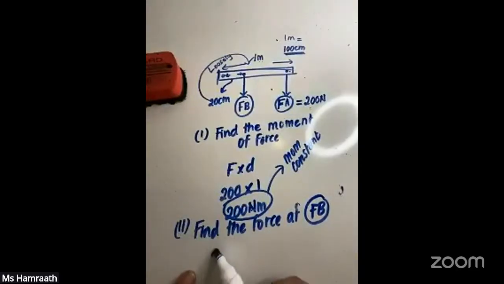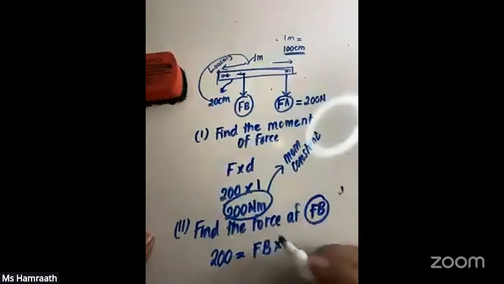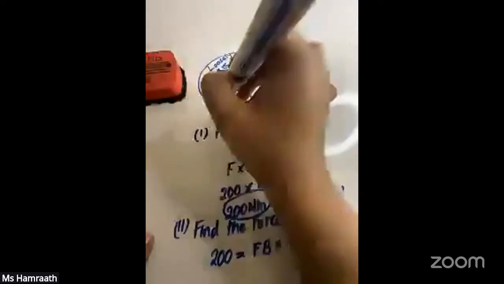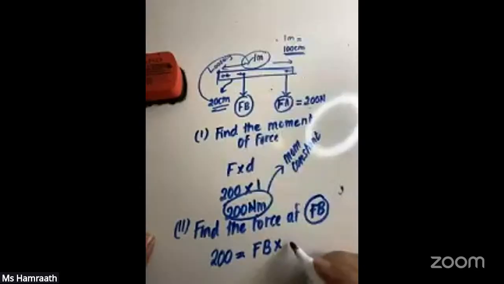So let's write it. The moment of force is 200. Then what is the force that we have? We don't know. That should be mentioned as FB, multiplied by the distance. It's in centimeter, so centimeter has to be converted to meter. You said you have to divide the 20 by 100 to convert it to meter.